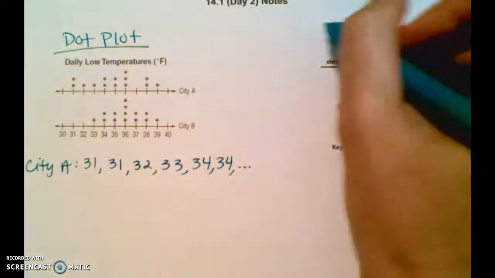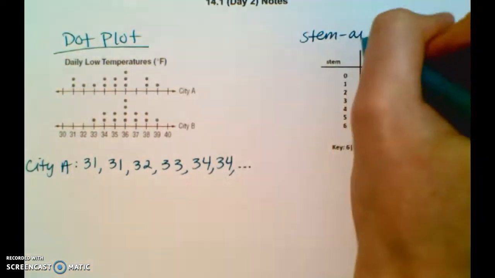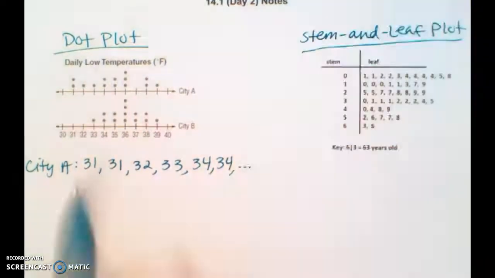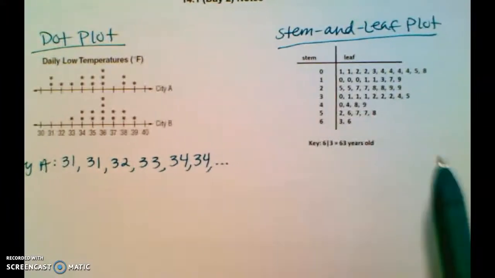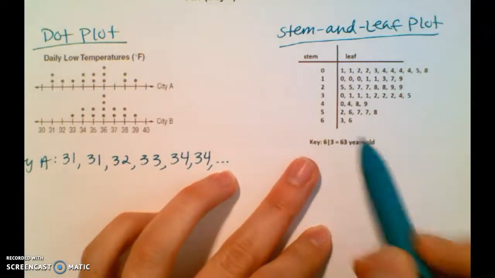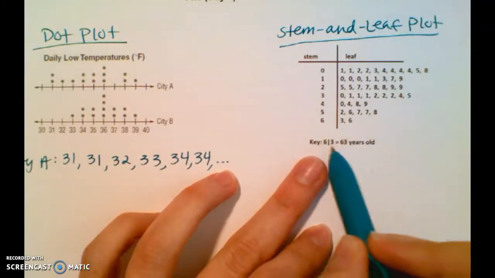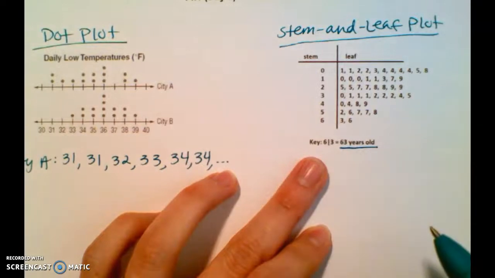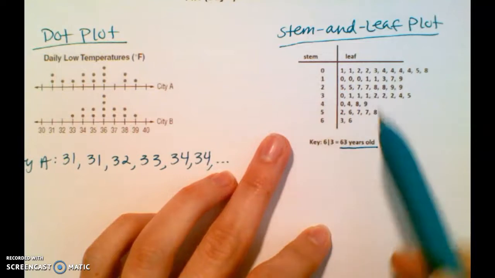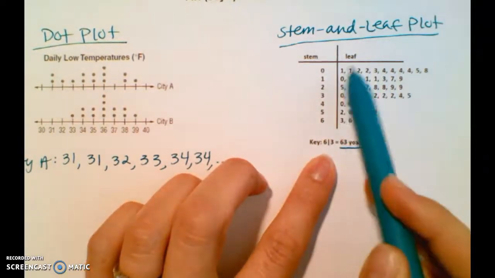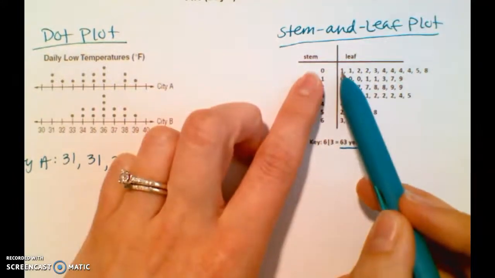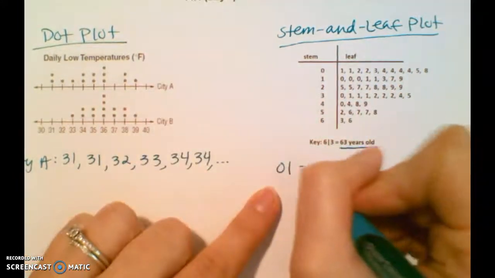The next one is called a stem and leaf plot. So this one is a little tricky to read sometimes. What we have to be super careful of is the key. The key says that 6|3 means 63 years old. So all of these numbers over here are the tens digit of our age, and then all of these are the different ones digits of the age. So 0|1 tells us a 1-year-old.